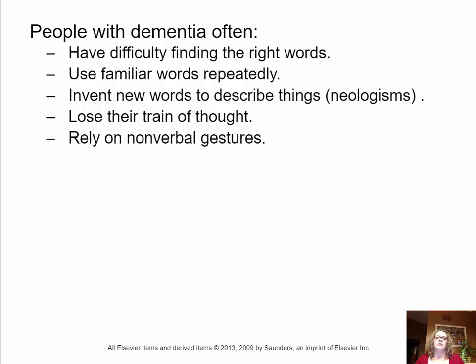Remember, when you're communicating with patients with Alzheimer's, they often have difficulty finding the right words. They use familiar words repeatedly. They invent new words to describe things, neologisms, which we mentioned when we were talking about schizophrenia. They lose their train of thought, and they rely on nonverbal gestures to communicate.